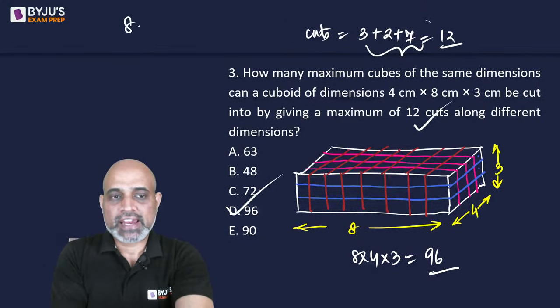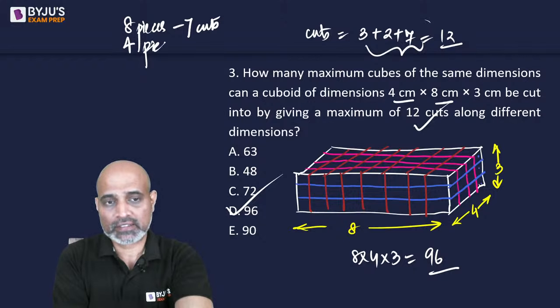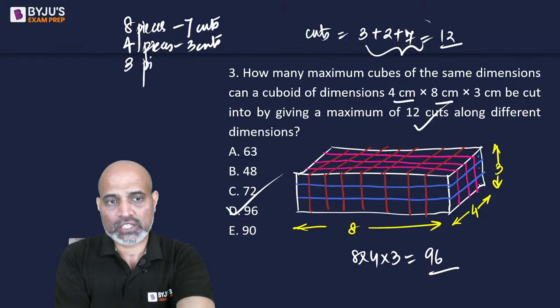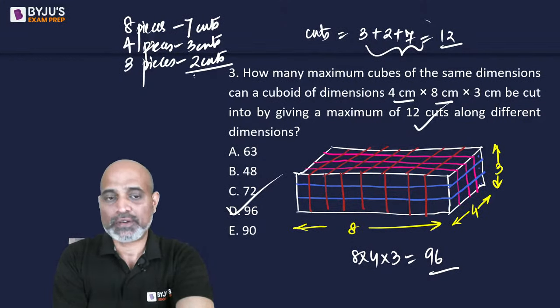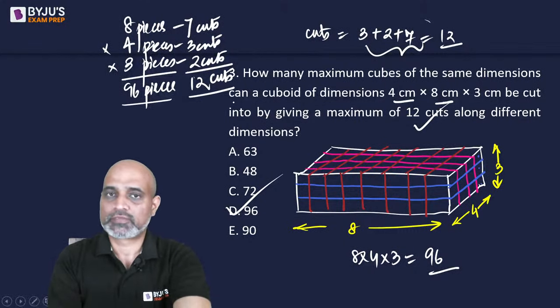देखो 8 pieces के लिए you need 7 cuts, 4 pieces के लिए you need 3 cuts, and 3 pieces के लिए you need 2 cuts. Total cuts is 7 plus 3 plus 2, 12, and total pieces is 8 into 4 into 3, which is 96 pieces.